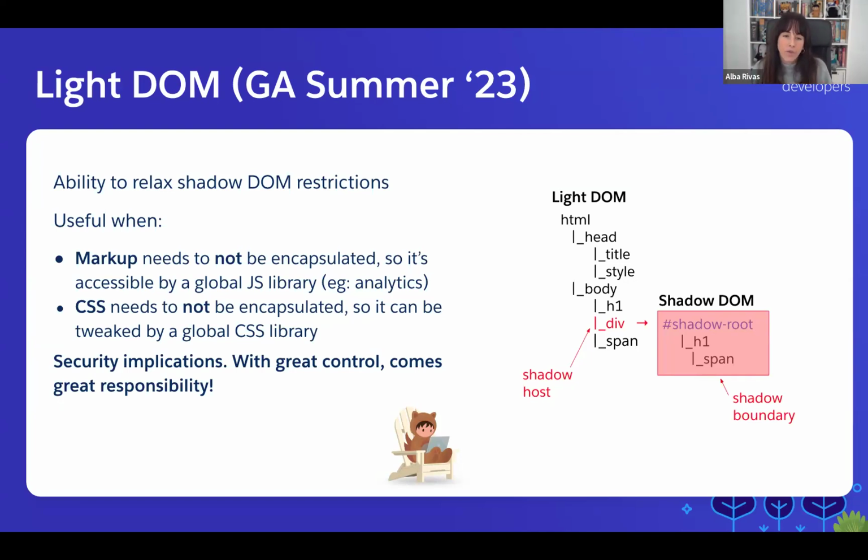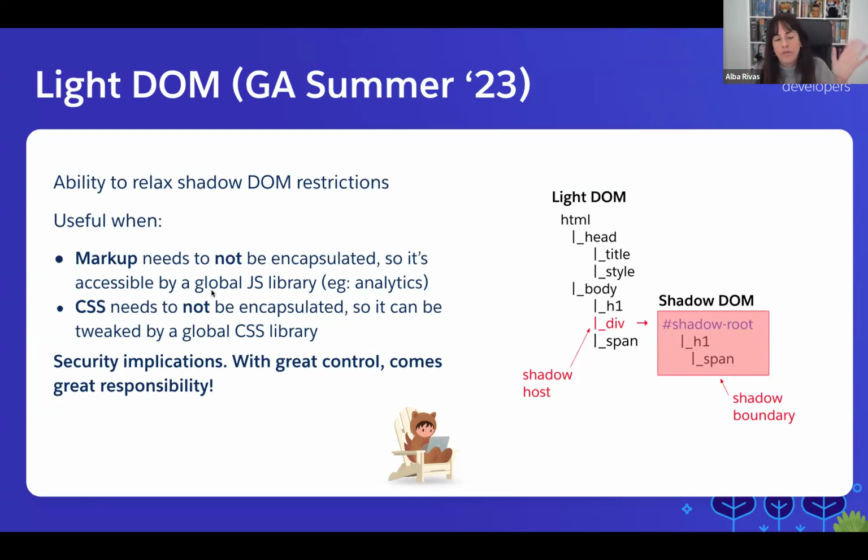This is useful in two main use cases, although there are two more. The first main use case is when you want to use an analytics library, because an analytics library like Google Analytics needs access to those internal DOM elements to know if they were clicked or not, right? And because of that, if you want to use, for instance, analytics in your Experience Cloud site, it is an option to activate Light DOM in your components and make them open.